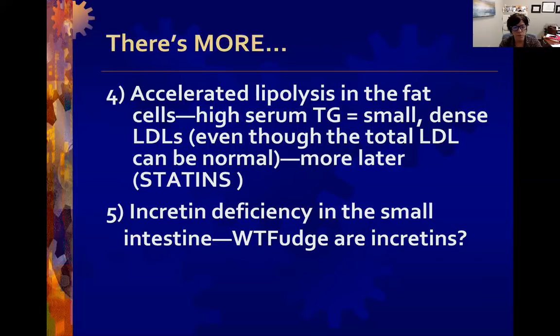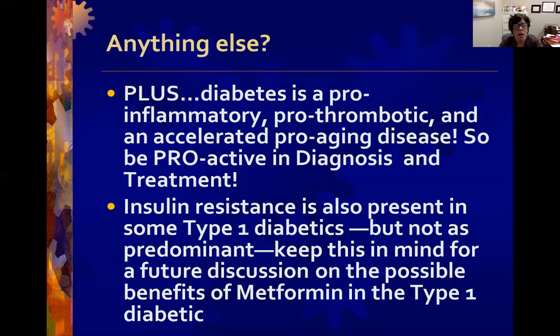And they also have what's called an incretin deficiency in the small intestine. So what the fudge are incretins? And that's coming up in the lecture too. So all this excitement to come. Anything else? Yeah, diabetes is pro-inflammatory, it's pro-thrombolytic, it accelerates the aging phase. So we need to be proactive in diagnosis and treatment. And things are getting better.